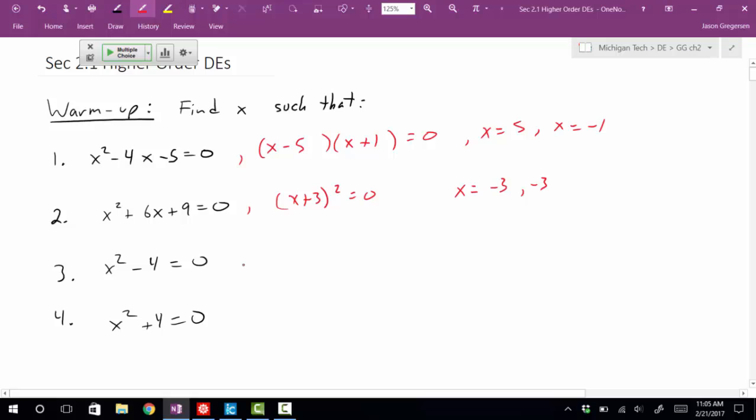And then for number 3, the easiest way to think of that one is to maybe add the 4 to the other side. x squared equals 4. Take the square root. I'll get x is equal to plus or minus 2.